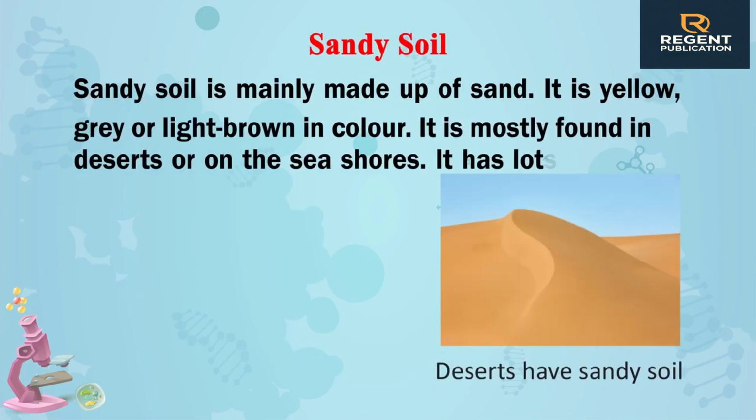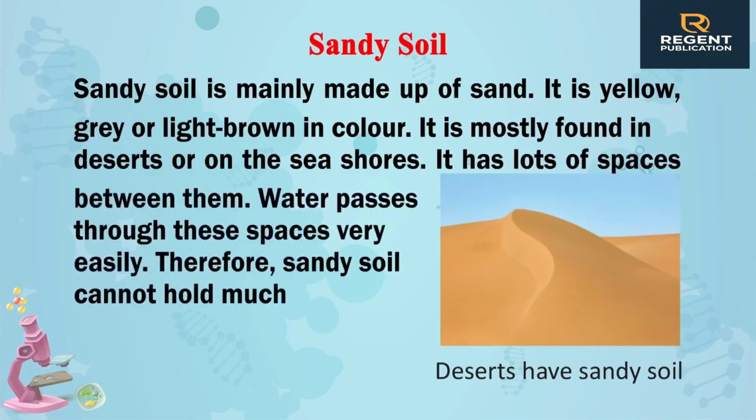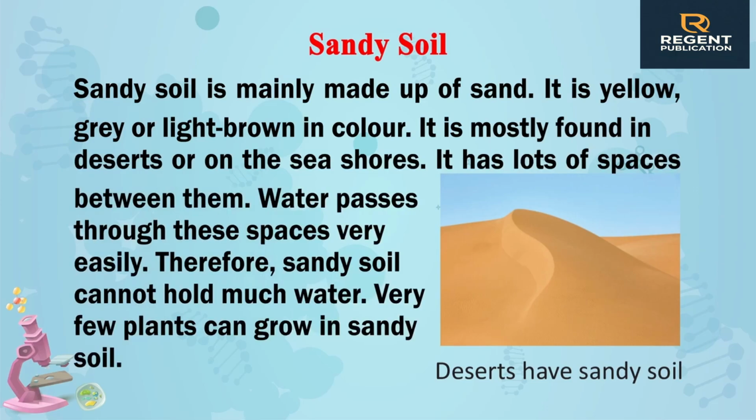Sandy soil. Sandy soil is mainly made up of sand. It is yellow, grey or light brown in color. It is mostly found in deserts and on the seashores. It has lots of spaces between the particles. Water passes through these spaces very easily. Therefore, sandy soil cannot hold much water. Very few plants can grow in sandy soil.